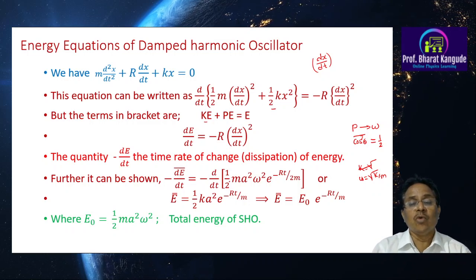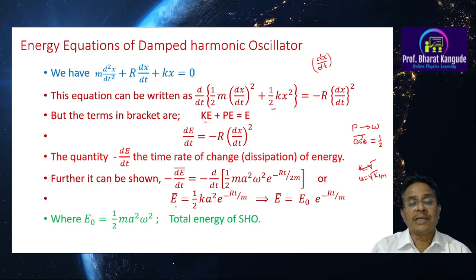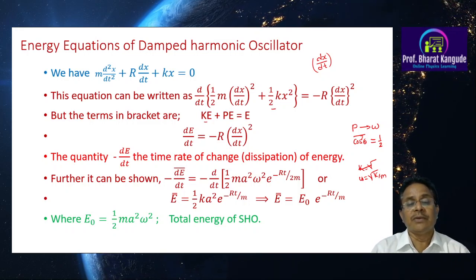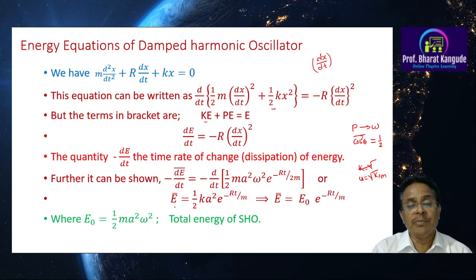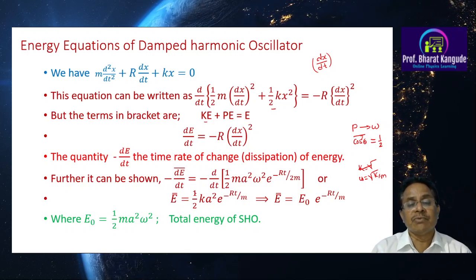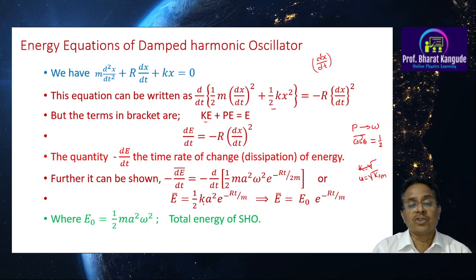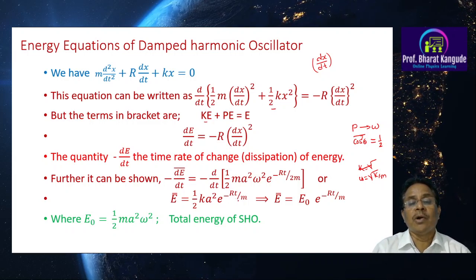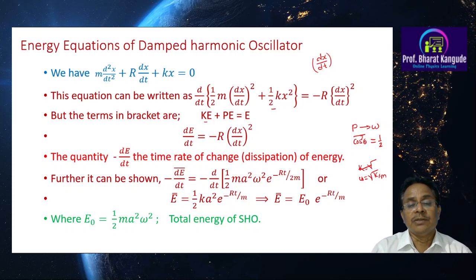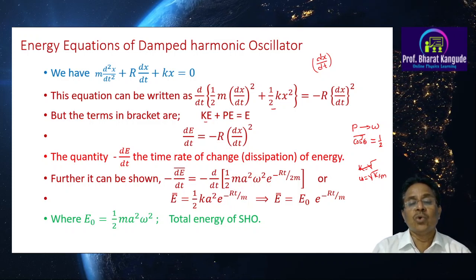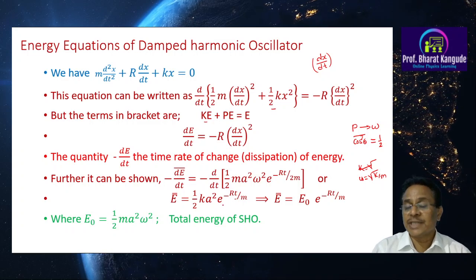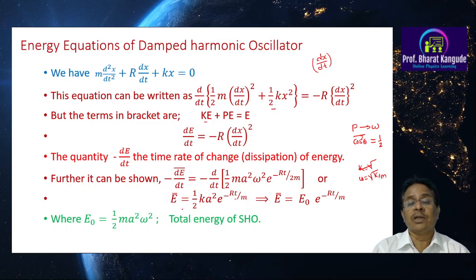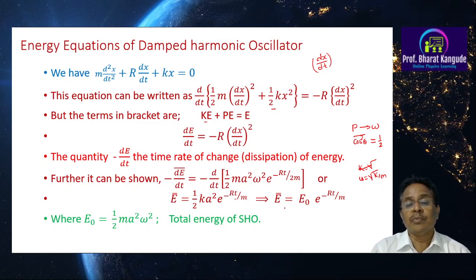So I can replace this m omega square by k, and if I remove this operator d upon dt and the negative sign from both sides, I'll get the expression for E bar. Average energy of this oscillator is equal to 1/2 k into a square multiplied by e raised to minus rt upon m. Now look at this equation. This term e raised to minus rt upon m goes on reducing as t increases. So this is an exponential decrease, and therefore the average total energy of this damped harmonic oscillator also goes on reducing as shown by this expression.